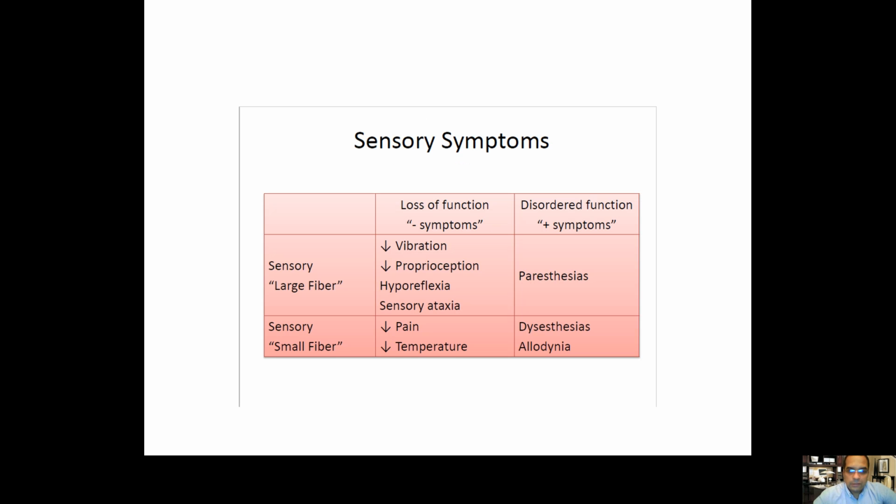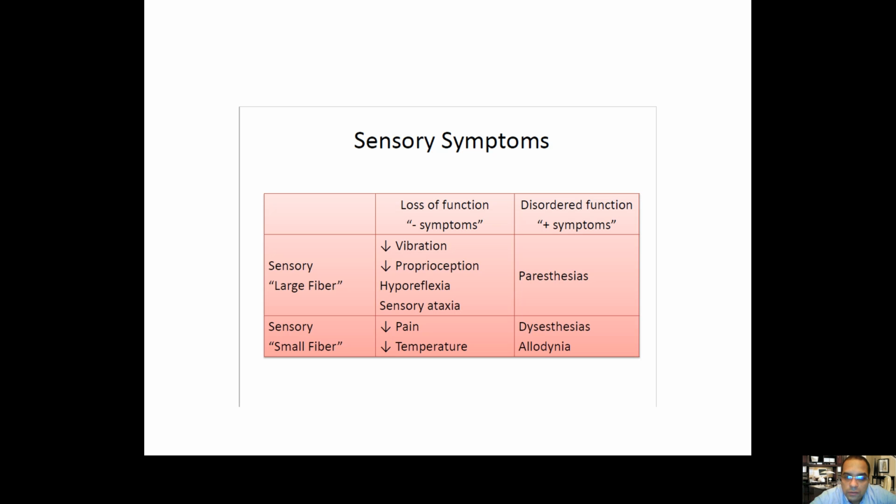So the sensory symptoms that patients usually present with are diminished vibration and proprioception sensation, and this is usually due to, for example, B12 deficiency. So patients might come specifically complaining of vibration and proprioception affection, together with hyporeflexia and sensory ataxia. We have divided previously the sensory fibers into large fibers and small fibers. The large fibers are those which transmit vibration and proprioception. If they are lost, it leads to loss of vibration and proprioception, together with sensory ataxia, where people can't know the position of their body in space.